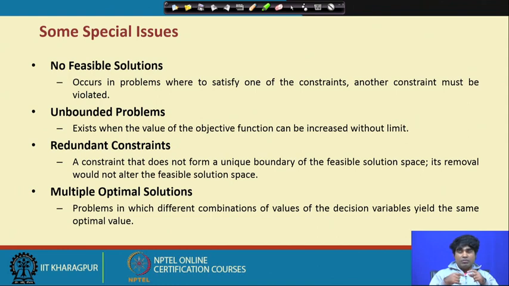So, that means in the final optimum solution this may not be the kind of linkage towards the optimum solutions. So, it may be the case of the dominance of other constraints to the objective function. And the fourth special issue is the multiple solutions.